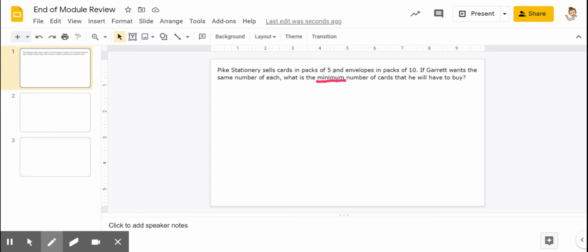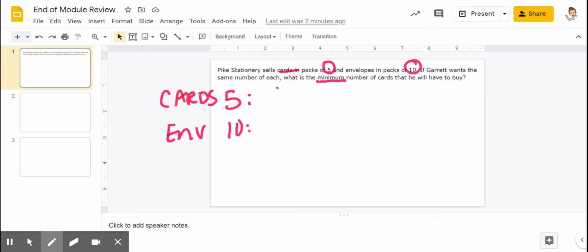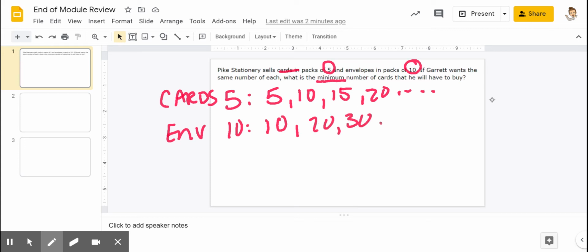So for this one, I know that I have 5 and 10. So 5 is going to be my cards, so I'm just going to write cards here. And envelopes, I'm just going to put ENV, is 10. So I'm going to go ahead and do my skip counting, 5, 10, 15, 20, etc. And I'm going to skip count my 10s, 10, 20, 30, etc.